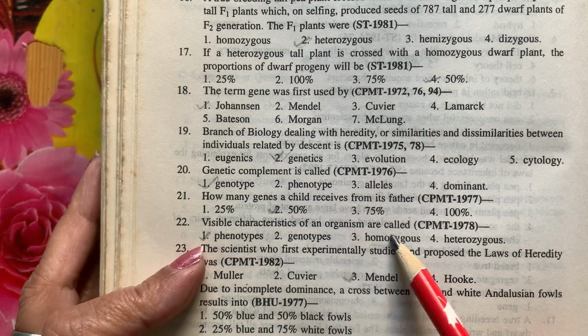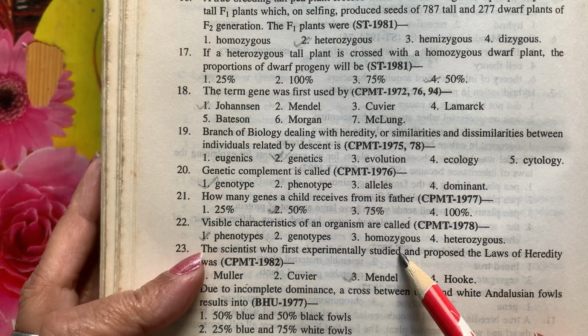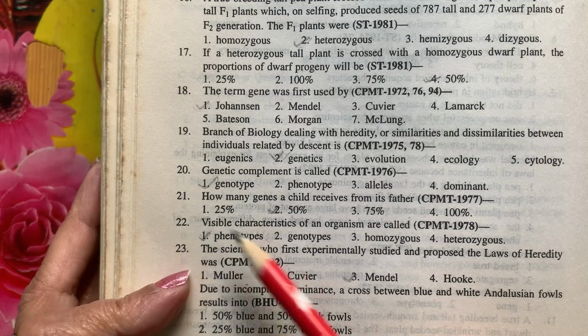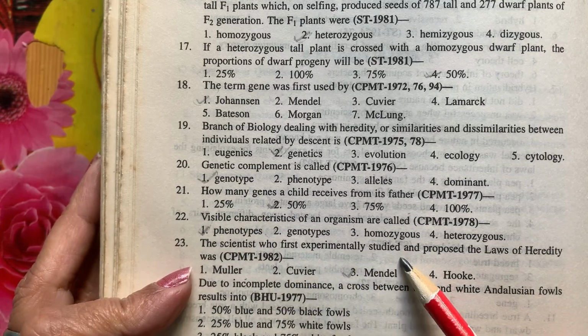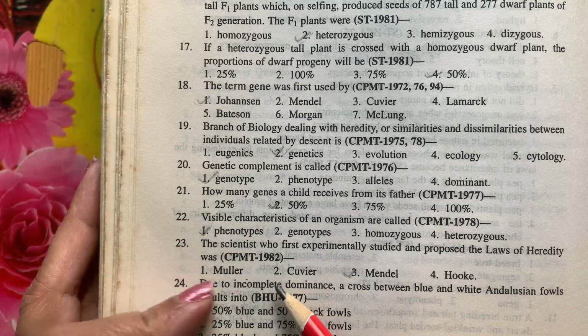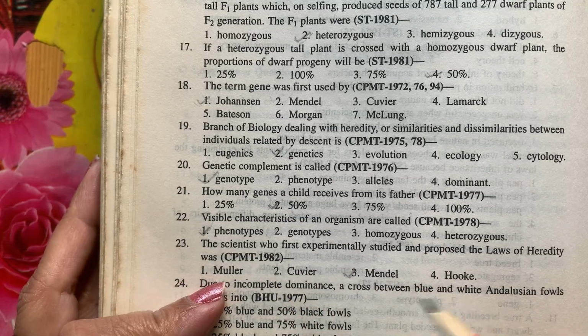Visible characteristics of an organism are called phenotype, genotype, homozygous, heterozygous. It is phenotype. The scientist who first experimentally studied and proposed the law of heredity was Muller, Cuvier, Mendel, Hook. It is Mendel.